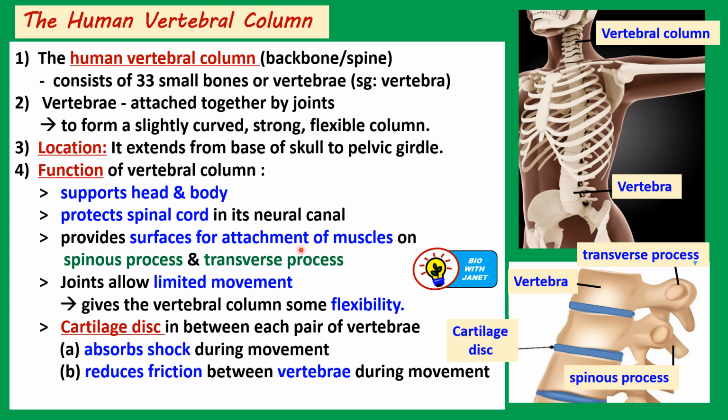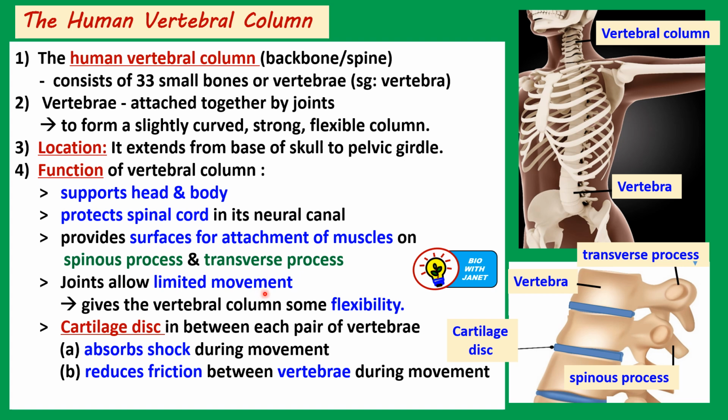Now, the vertebral column also provides surfaces for attachment of muscles. On the spinous process, which is a projection sticking out backwards, and the transverse processes, which are projections sticking out to the left and right, as we will see afterwards. The word process here means projections, right? So this projection sticking out from the vertebral column provides the surface for attachment of back muscles to the vertebral column, so that we can move our body.